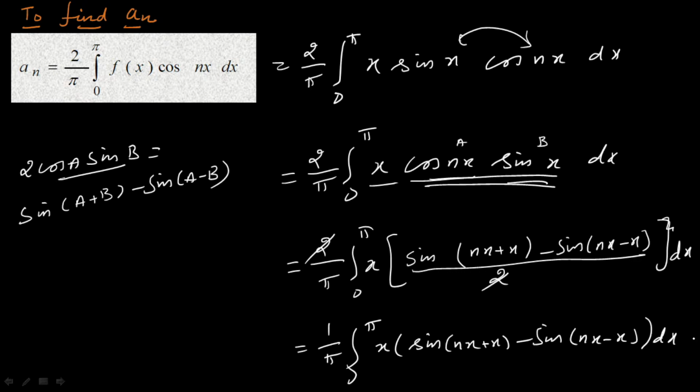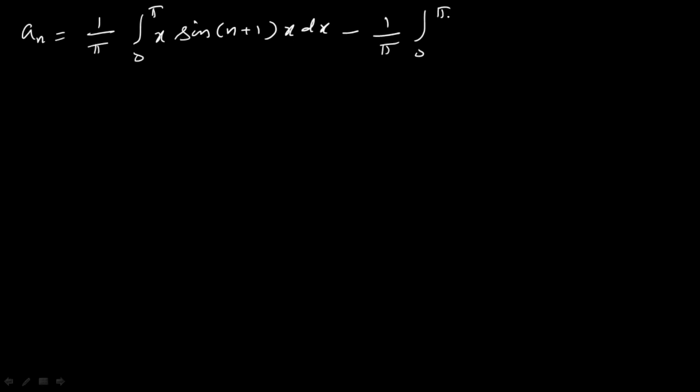In the next step, I have to split this integral into two separate integrals. For that you have to take this x inside, and also take this x, which is a common term, outside of the sine functions. That will be easy for us to integrate or differentiate the given sine function. So the next step is equal to: let me take the first integral as 1 by pi integral 0 to pi x sin (n plus 1)x dx, minus 1 by pi integral 0 to pi x sin (n minus 1)x dx.